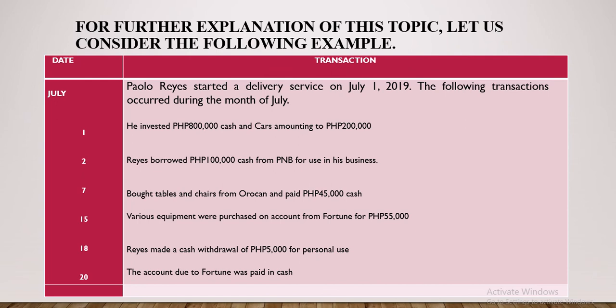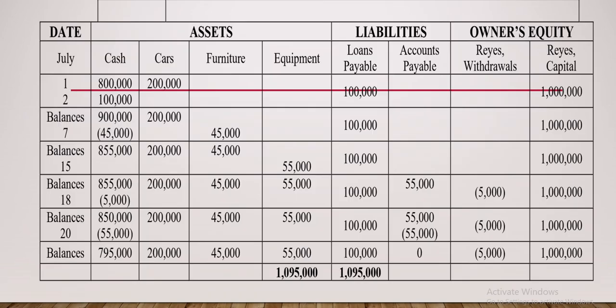Both tables and chairs from Orocan worth 45,000 cash. So, nagbayad siya, bumili siya ng 45,000 cash ng tables and chairs. So, ayan. Yung 900,000 na cash niya ay kumbaga less 45,000 for the Orocan. So, meron na siyang furniture which is 45,000. Okay. So, next.